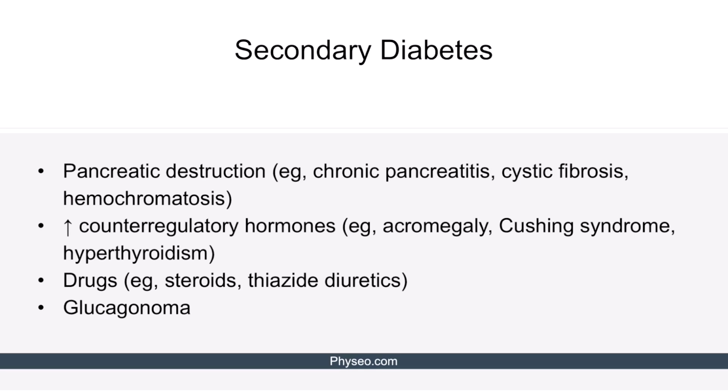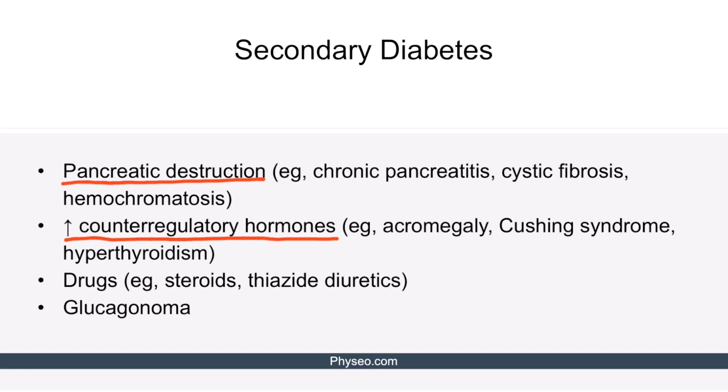Secondary diabetes is when diabetes occurs secondary to another identifiable underlying disorder or even drugs. For example, diseases causing pancreatic destruction, such as chronic pancreatitis, cystic fibrosis, and even hemochromatosis can cause diabetes if the islet cells of the pancreas are destroyed. Additionally, recall from step 1 that various hormones such as cortisol, thyroxine, and growth hormone have opposing actions to insulin. They favor hyperglycemia, and therefore they're called counter-regulatory hormones.